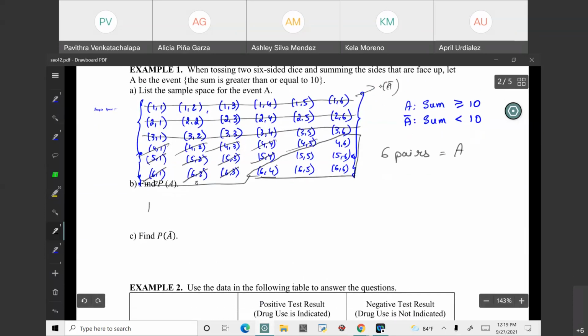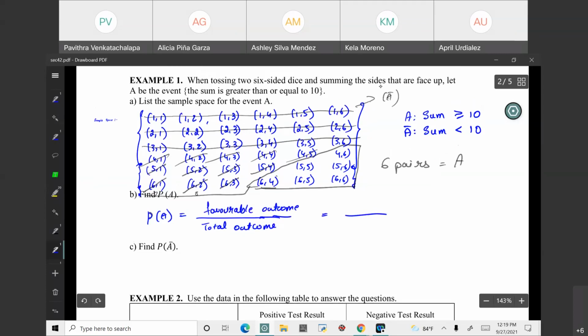Answer this question. Find the probability of A. Now we know that the probability of A, or probability of any event, is favorable outcome by total outcome, the outcome which we want. First tell me, what is the total outcome? That is 36. How? The number of sample space is nothing but your total outcomes, which is 36.